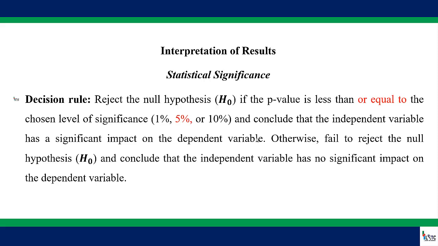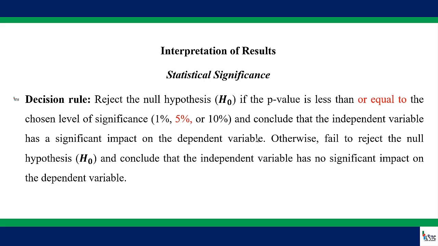Now, if you notice that the probability value is less than 5% but greater than 1%, then you say the relationship is significant at 5%. But if it is less than 1%, it means it is significant at 1%. Also, if the probability value of the independent variable is greater than 5% but less than or equal to 10%, then you can say that the relationship is significant at 10%.